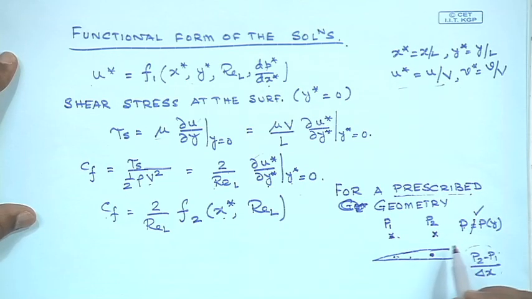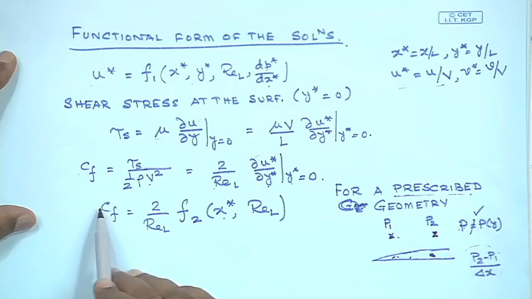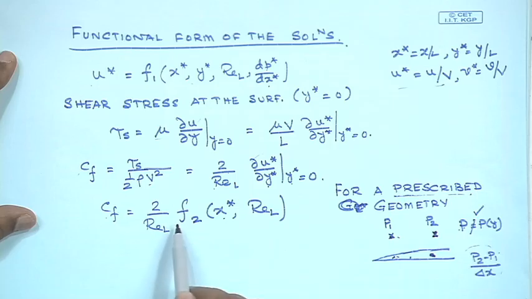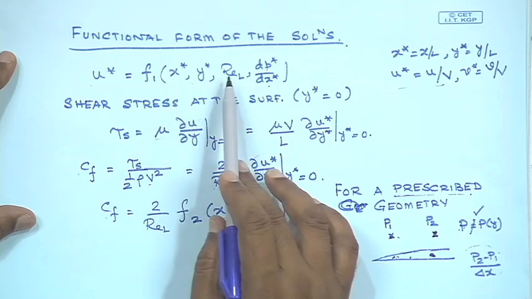y. So, therefore, the pressure difference between these 2 points outside of the boundary layer, that can be evaluated through the use of inviscid flow theory, would be equal to the pressure difference between the 2 points inside the boundary layer, since p is not a function of y. So, Cf for a prescribed geometry is going to be a function of x star and Reynolds number.